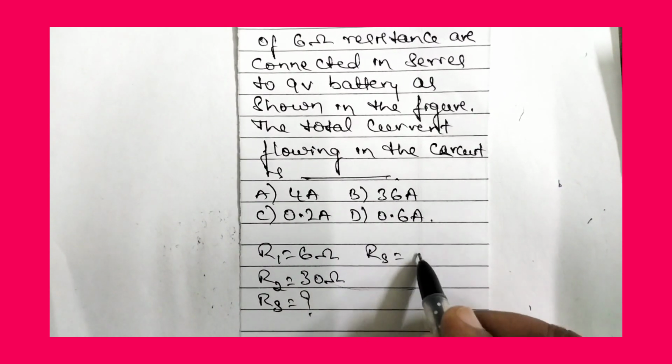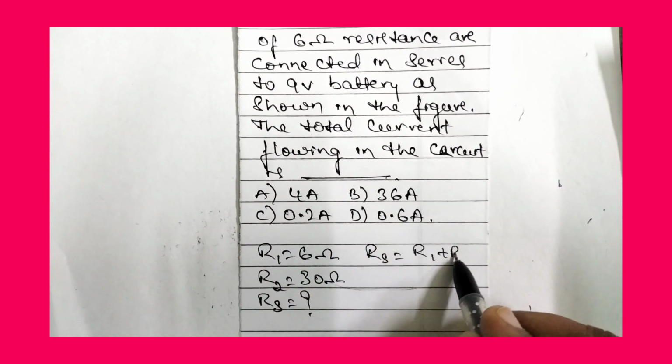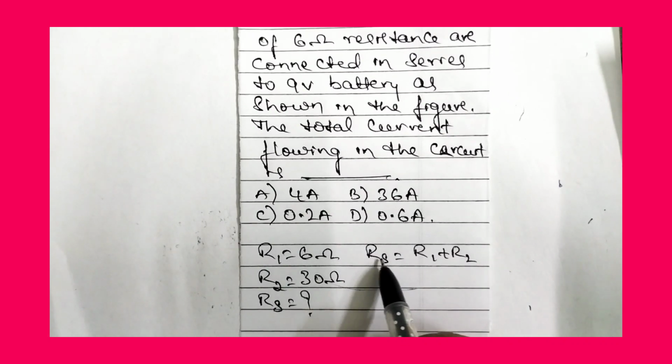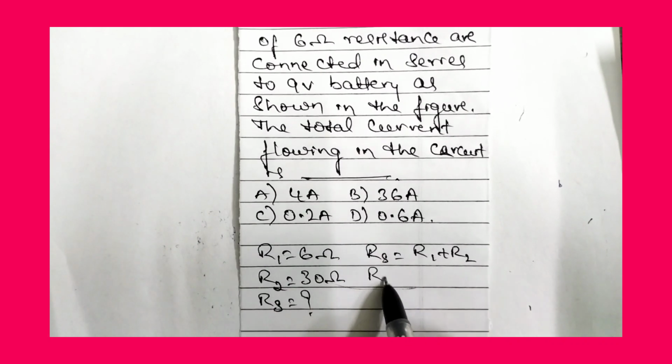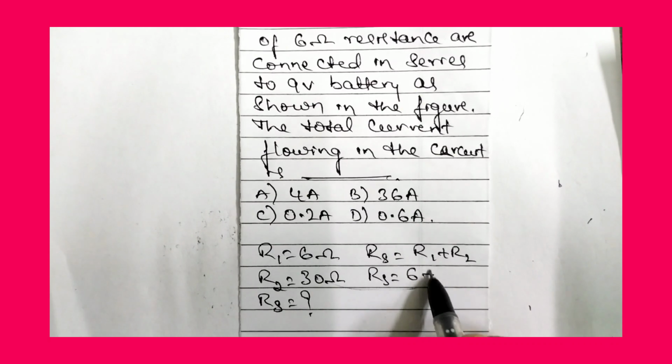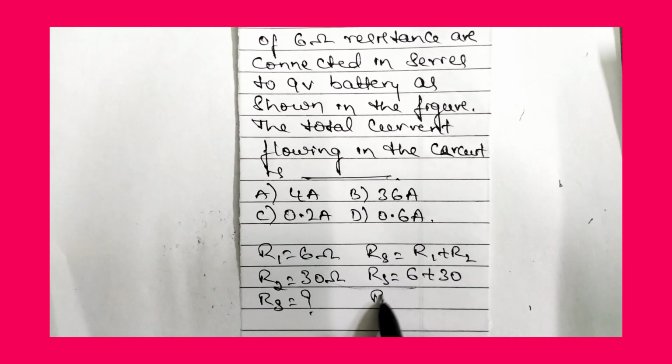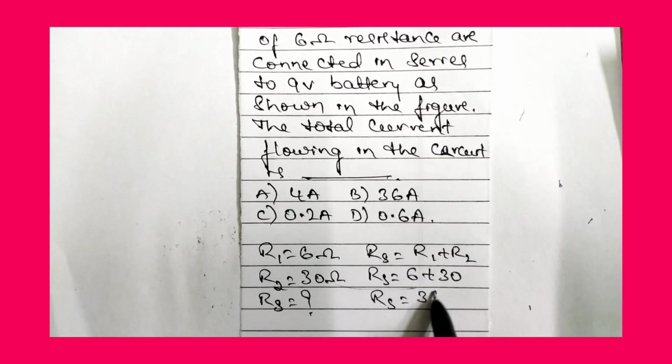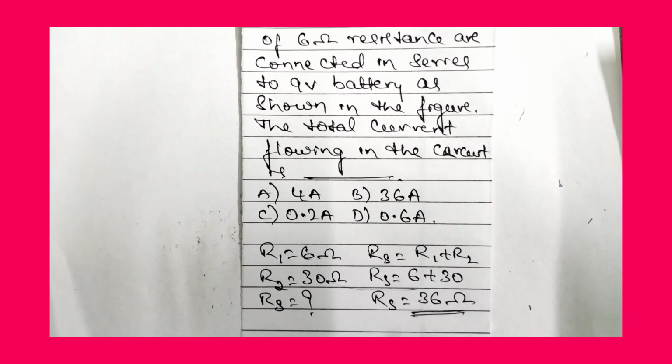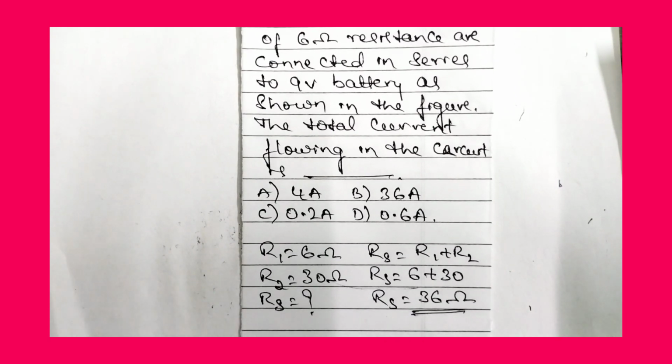So RS is equal to R1 plus R2. RS means resistors connected in series. So RS is equal to R1, which is 6, and R2, which is 30. So RS is equal to 30 plus 6, which is 36 ohm. So 36 ohm is the total resistance.